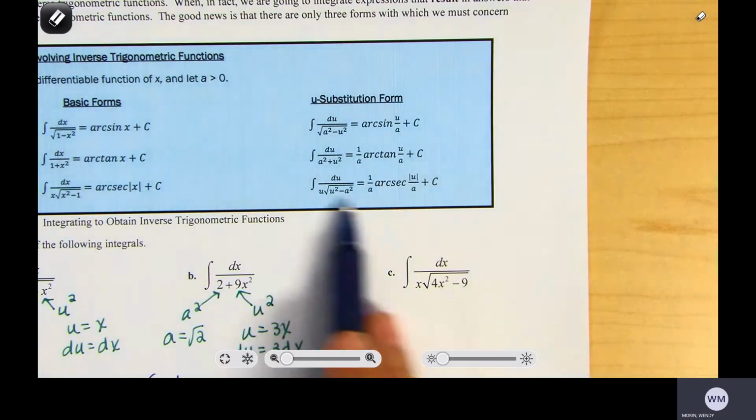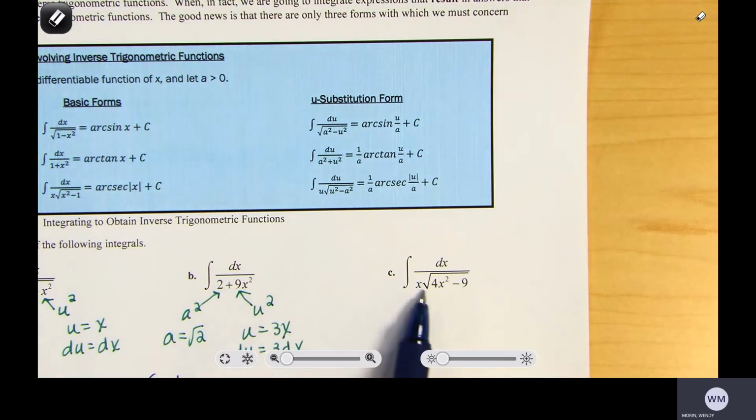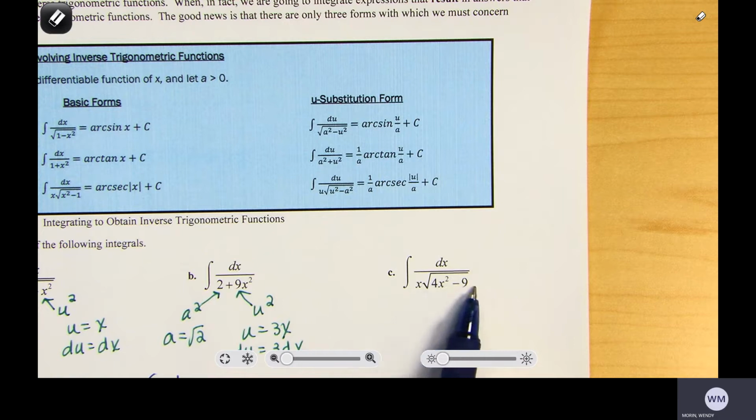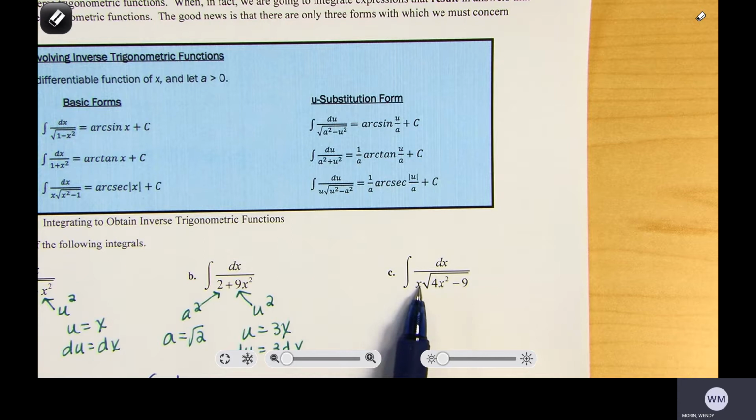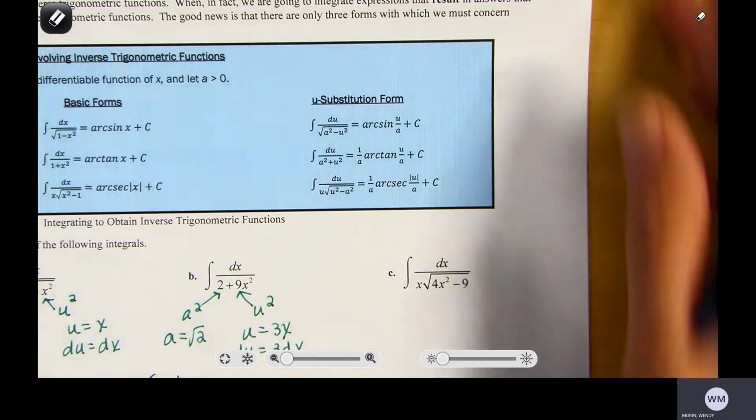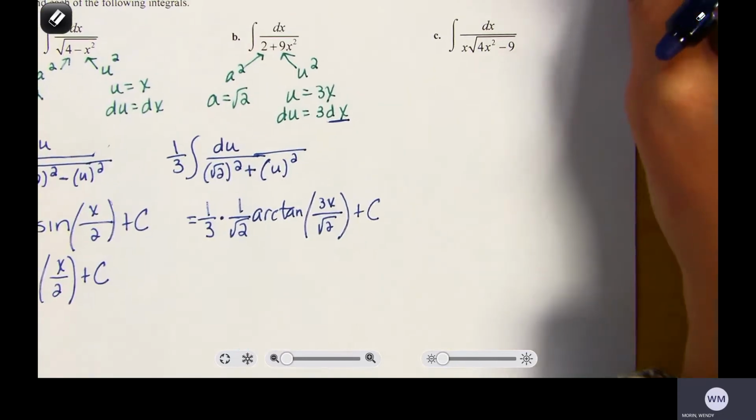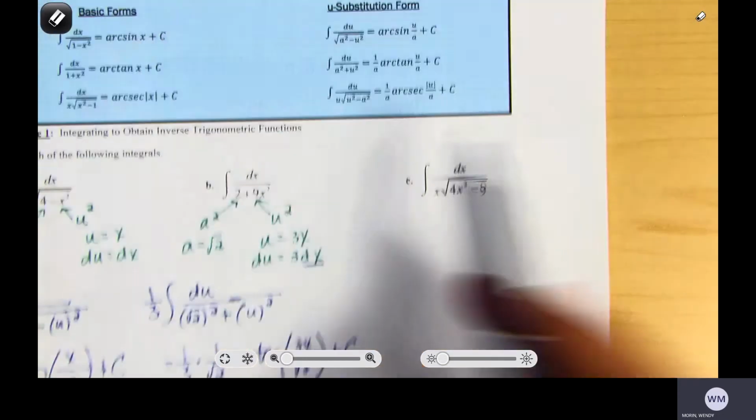This kind of looks like this. Okay, and again, if I set this equal to my u, its derivative is 8x dx. Well, I have an x here, but I don't have it up here. And that's where it needs to be if I set this equal to u. So I can't do our usual u substitution. So I need to recognize that as this here.